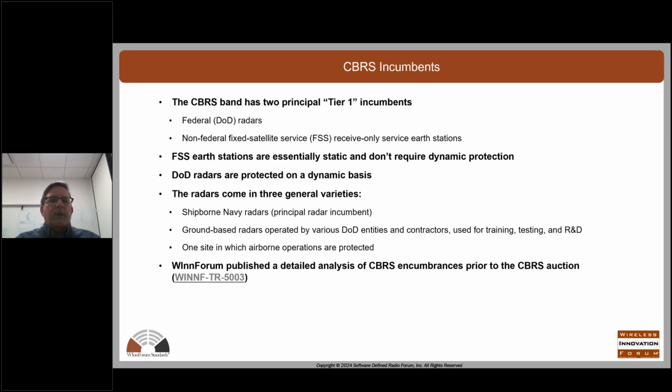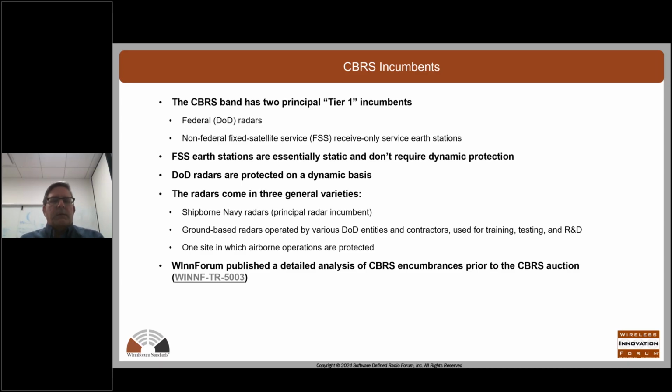So the CBRS band has two principal, what we call tier 1 incumbents. And again, that's the federal DoD radars. There's also some non-federal fixed satellite service receive-only earth stations, legacy systems that operate in the CBRS band. I'm not going to talk about those. Those are easy to protect. They're static. They're not really the topic here.